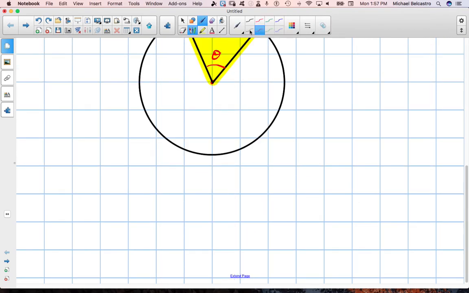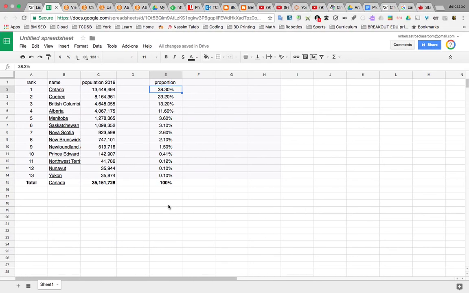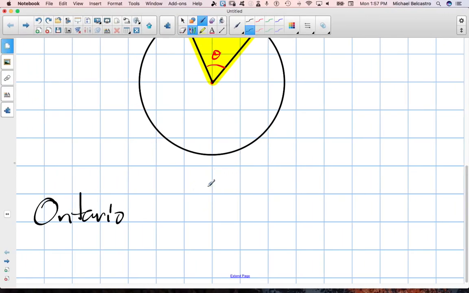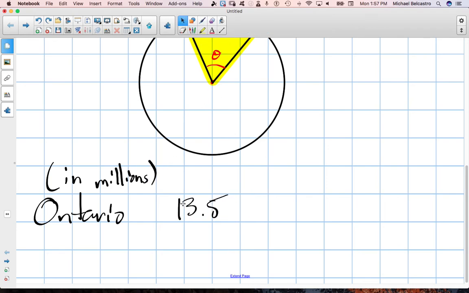So, Ontario was a portion. Well, the total was 35 million, so we're going to put everything in millions. Sorry, 35 million was Canada's population. Ontario's is 13.5, so 13.5 million. Instead of writing out all of those zeros, I'm just going to say everything is in millions. So move this over just a little. I'm going to say this is in millions. So we know that it's 13.5 million out of a total of 35 million.